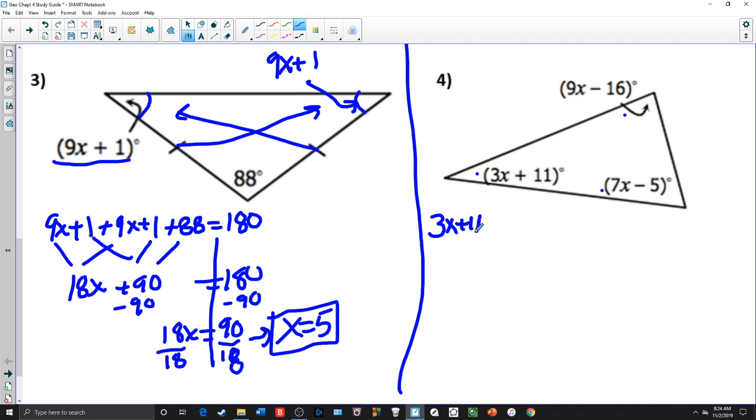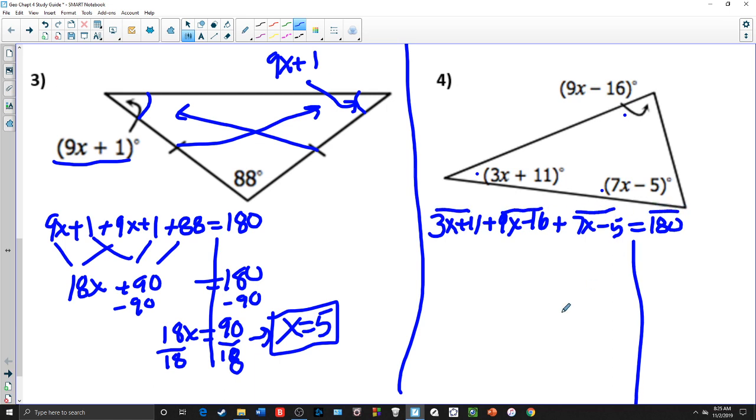3x plus 11 plus 9x minus 16 plus 7x minus 5 all equals 180. So again, you have angle 1, angle 2, angle 3, all add to equal the total of 180. And then you can, again, solve it using your normal everyday algebra.